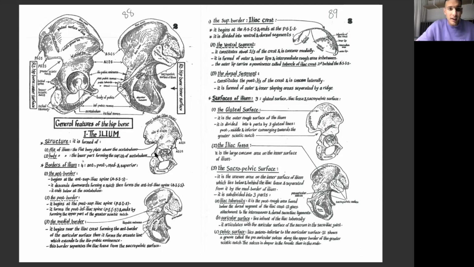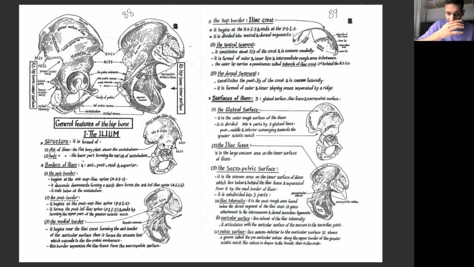notch. Then on the posterior aspect, you have the posterior superior iliac spine and the posterior inferior iliac spine, and that's the greater sciatic notch. Once the greater sciatic notch is blocked by, I think, the sacrotuberous ligament, it extends like that. It becomes what? The greater sciatic foramen. Okay.